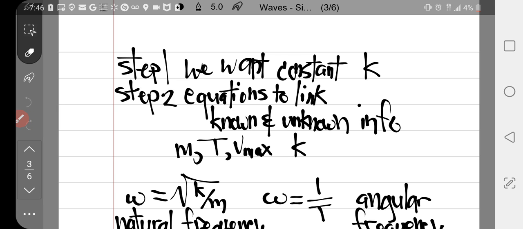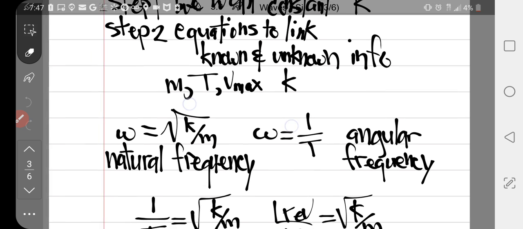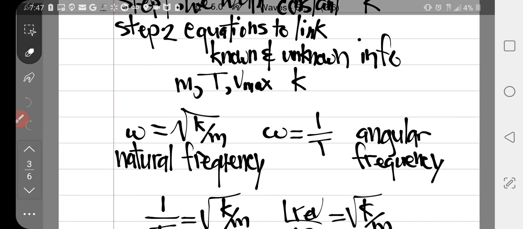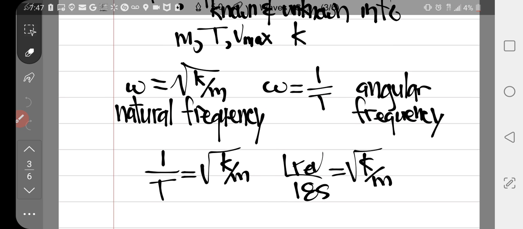Step 1, we want the constant K. Step 2, what equations link our knowns and unknowns? We know the mass of this spring, we know the period, we know the max velocity. Our unknown is K. So what equations do we know that link all of these knowns and unknowns? This is the basic two-step procedure. I remember in dynamics we had at Auburn, it was like a 4 or 5 step procedure, but this two-step procedure will get you there. Anyway, we'll get into more detail. You'll need more steps later on.